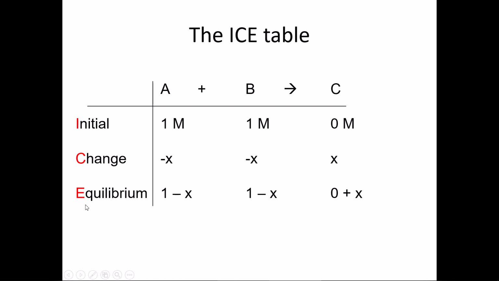Then on the third row, this is our equilibrium row, where we're going to take our initial minus our change to get our equilibrium amount. So 1 minus X for A, 1 minus X for B, and then C is 0 plus X.